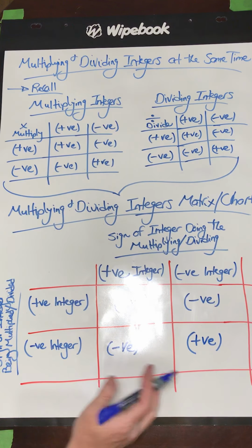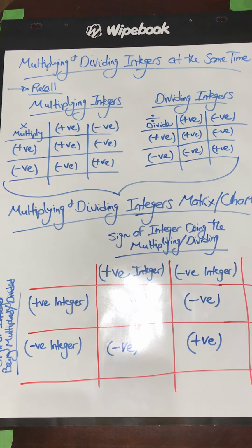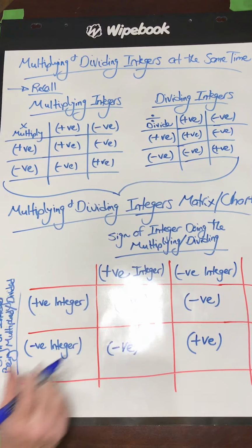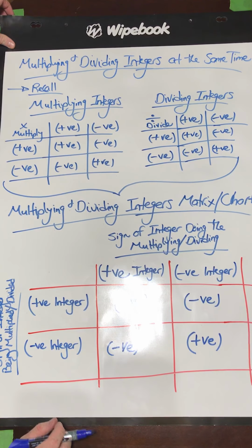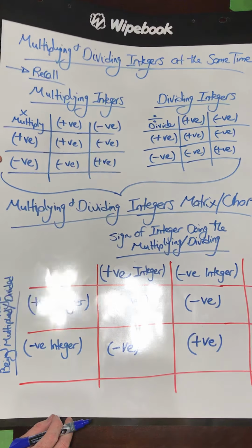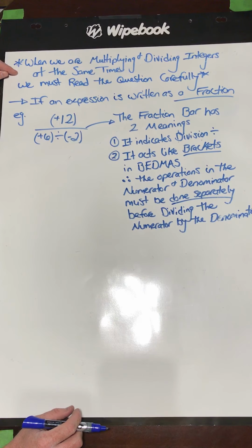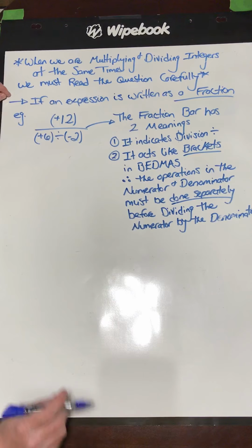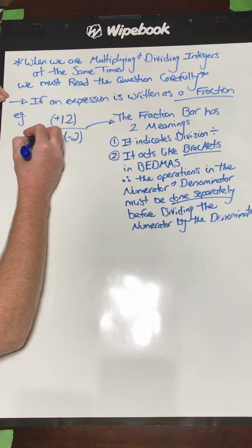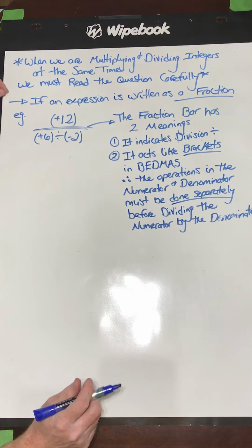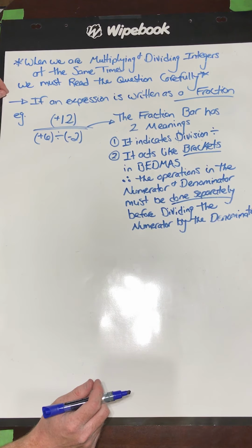Okay, so we now have taken these two matrices for multiplying and dividing integers, and we can put it all together into one because the same rules apply for both multiplying and dividing integers. Now, something that is really important as we move forward with integers is that when we are multiplying and dividing integers at the same time, we must read the question carefully. Because if an expression is written as a fraction, remember this bar here, we can write division as a fraction.